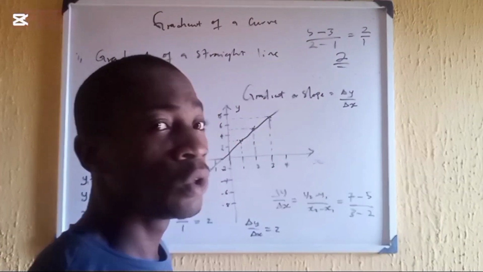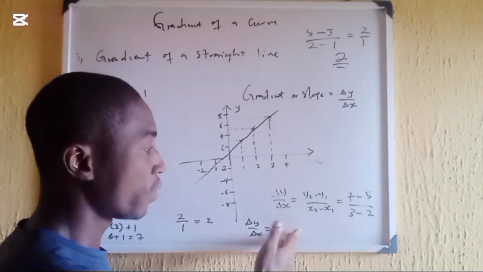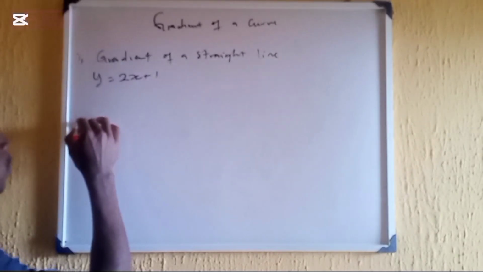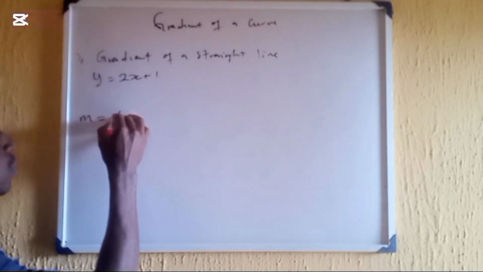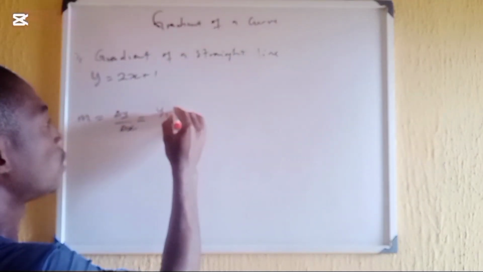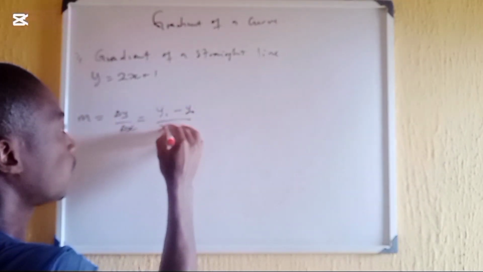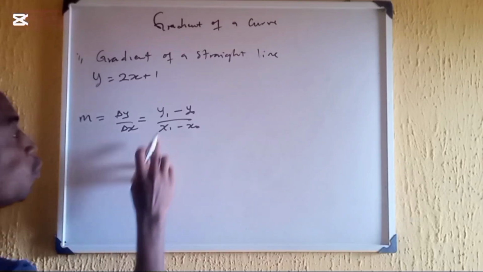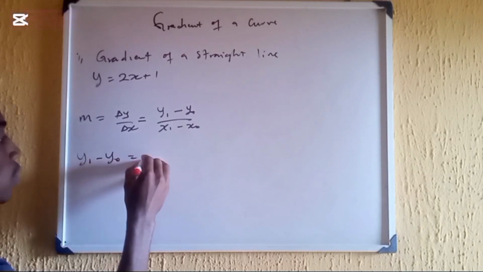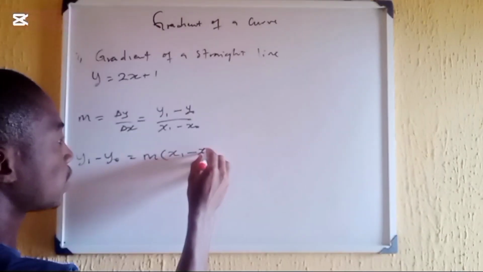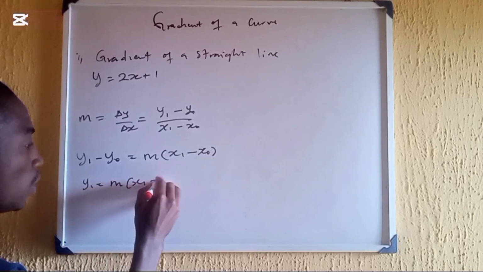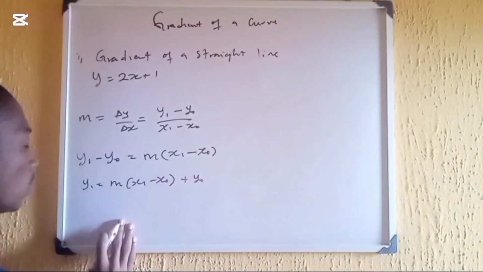Now, I want to derive the equation for a straight line using this expression for the slope of a straight line. We say the slope, let's call it m, is equal to change in y over change in x, which is equal to y1 minus y0 over x1 minus x0. Now, if we make y1 the subject, we'll have y1 minus y0 is equal to m into x1 minus x0. So y1 is equal to m into x1 minus x0 plus y0.